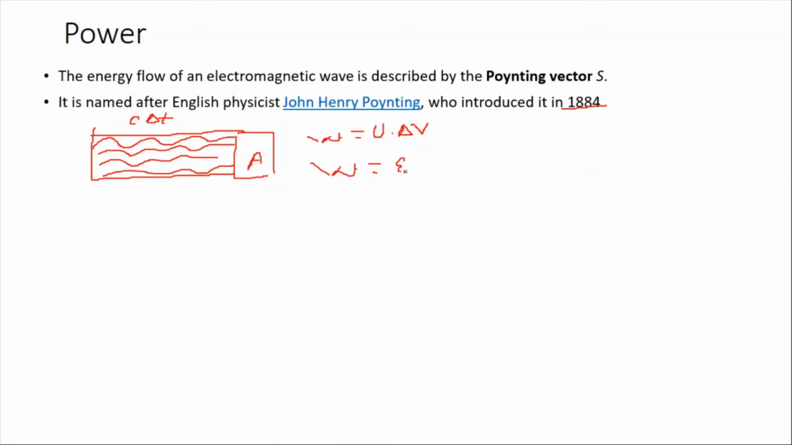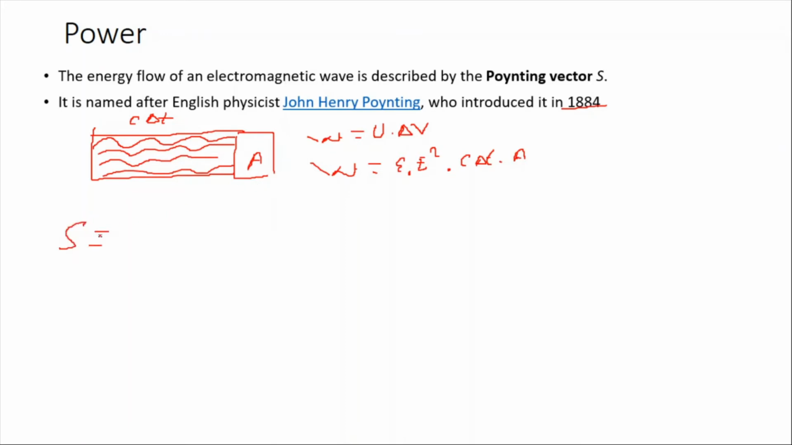It will be equal to, first of all, the energy density. Remember from our previous calculations, one of them was epsilon 0 times E squared. This is, by the way, the average energy density times delta volume. Here, this is going to be the distance, c times delta t times A. Now let's calculate the Poynting vector.